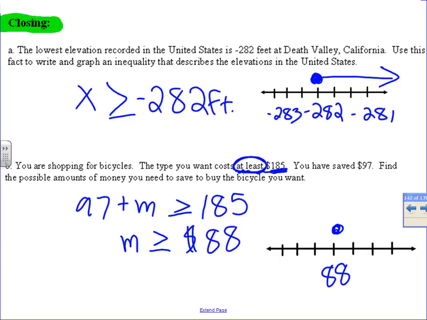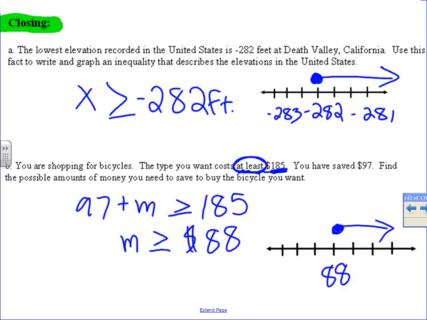On your number line, you should have a filled-in circle above 88, arrows going to the right. You need to save at least $88. Alyssa. Yeah, don't worry about it. If there was, you're right. Yeah, I forgot there wasn't a number line on yours. But if there was, we'd have a filled-in circle going to the right. Okay, any other questions on either one of those before we go over the second warm-up?